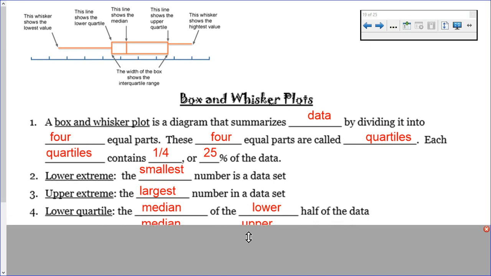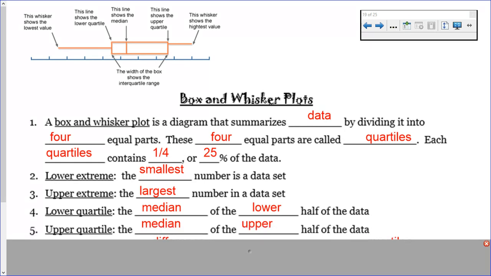Okay, the lower quartile is the median of the lower half of the data. So this line right here in the middle represents the median. The lower quartile is the median of the lower half of the data, so it's the number that's in the middle when you look at just the lower half. So it's the left end of the box here. That's the lower quartile.